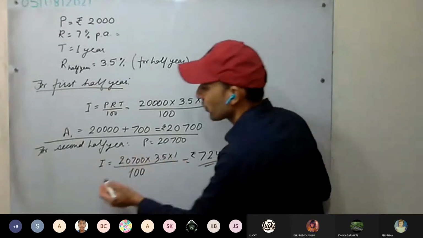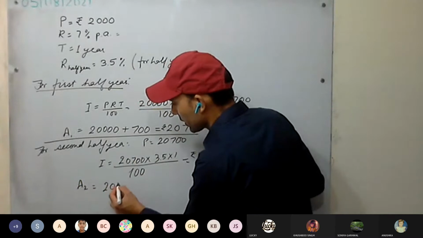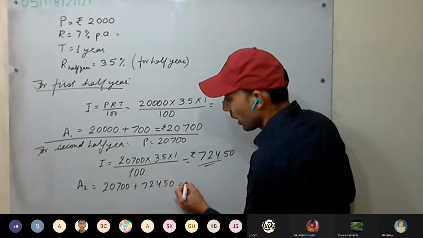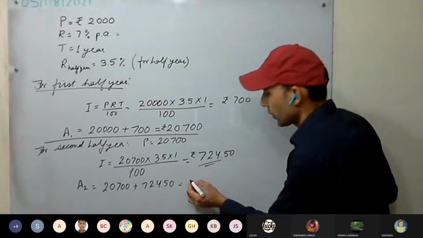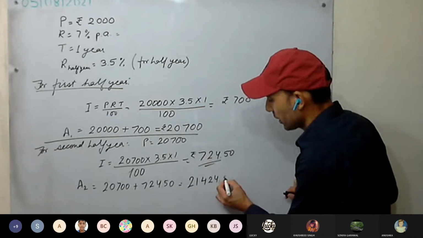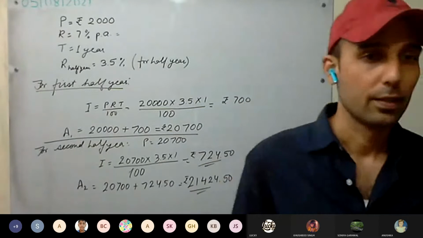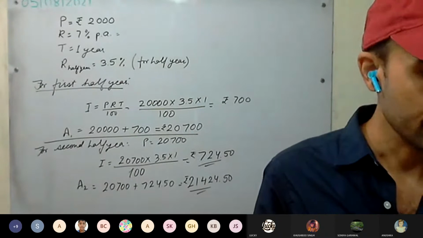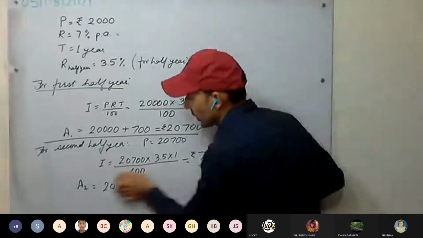What will be the amount after the second half year? 20,700 plus 724.50. How much will it be? 21,424.50 rupees. Understood? Have you understood? Yes. Okay, sir. Then the next one you try. Next one, everyone do it yourself.